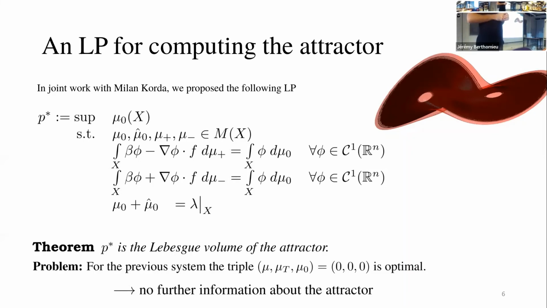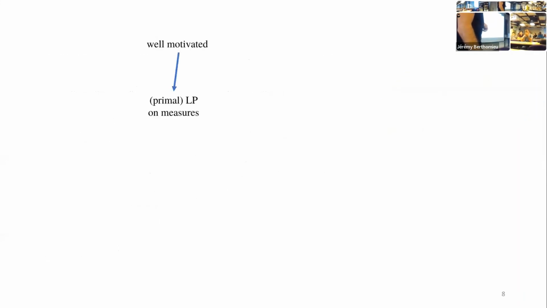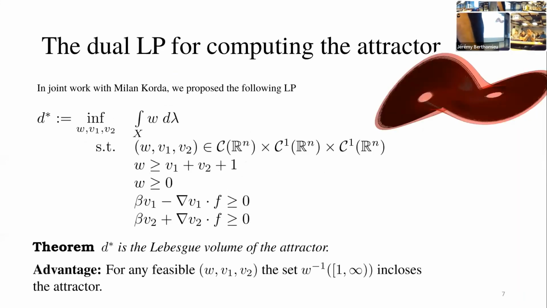But how does the level set work? So you get some functions. Yeah, so the level set gives some outer estimation. This is the area that you see in red. The black is the attractor, and the red part is the set. Does this answer your question?